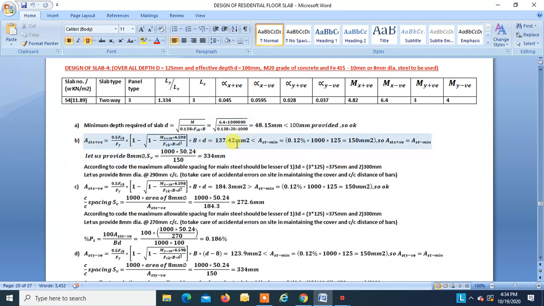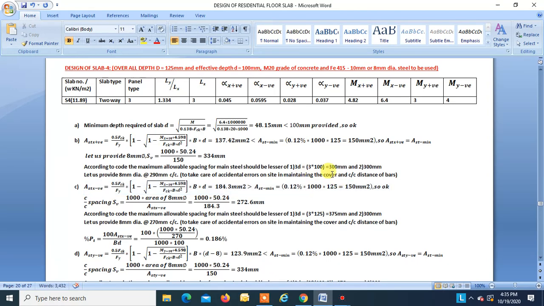ASTX is found to be 137.42, less than AST minimum, so provide AST minimum. Take ASTX positive as AST minimum. Let us provide 8 mm dia bars at 334 mm. But according to code, the maximum allowed spacing should be the lesser of 3D, that is 3 into D, and D is 100 over here.